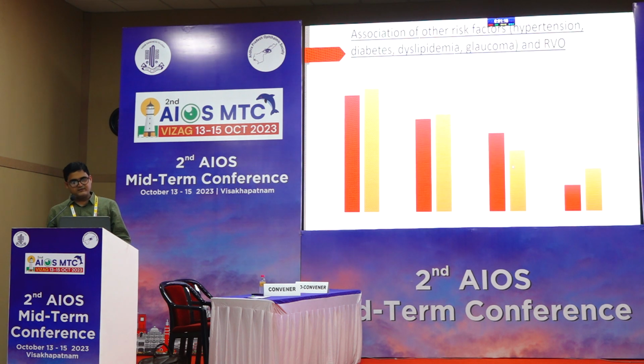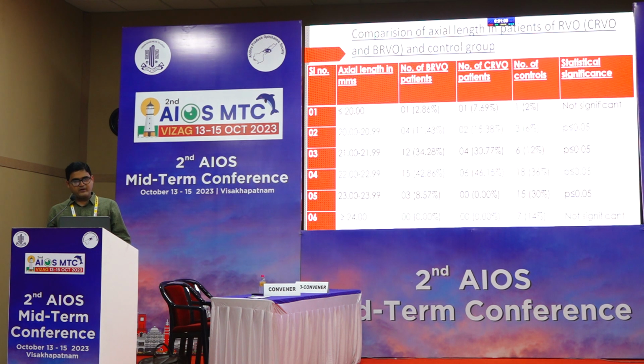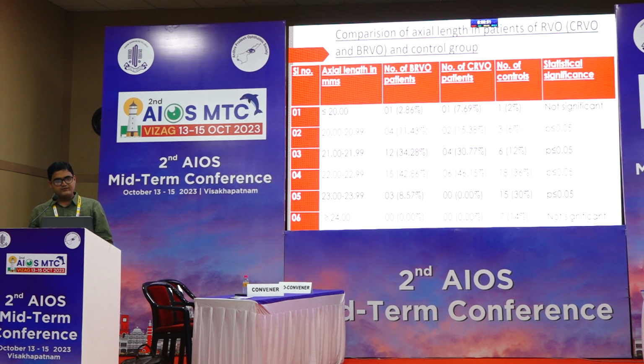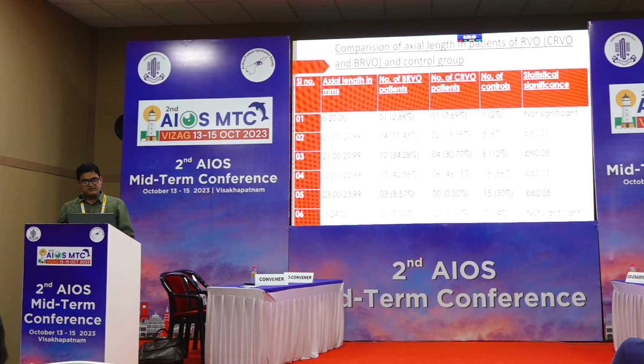Here we can see the association of other risk factors like hypertension, diabetes, dyslipidemia, glaucoma and RVO in BRVO and CRVO patients. This is the comparison of axial length of patients of RVO, CRVO and BRVO, and the control group. Here we can see that the shorter axial length corresponds to the CRVO and BRVO patients and higher axial length corresponds to the control group.